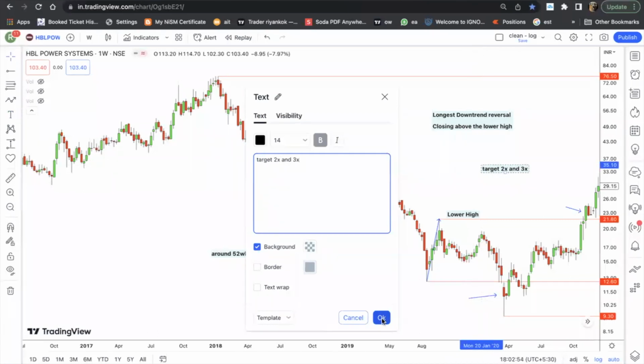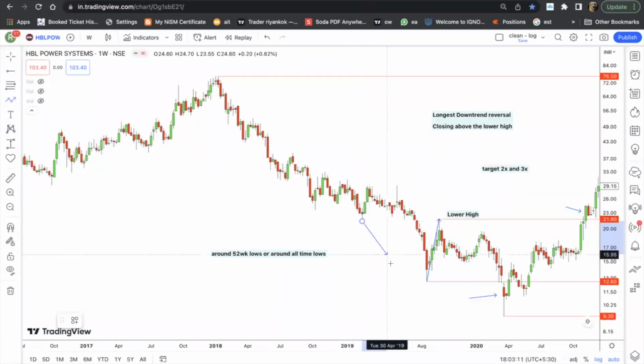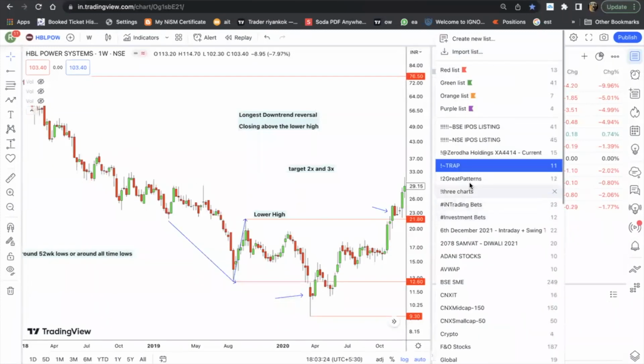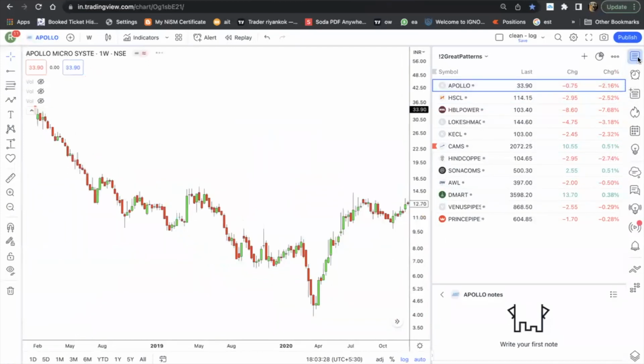As a long-term investor, we consider general targets of 2x and 3x. I will also tell you there are a few mechanisms on how we can keep targets and stop losses. Just going forwards on the slide, I will very quickly show you. But this is how you identify the pattern. You just need to see the last downtrend and you need to wait for the reversal of that first and last downtrend. Okay, so this is one of the long-term investing patterns. This is HBL Power as one of the examples, and one more example was Apollo Microsystem.